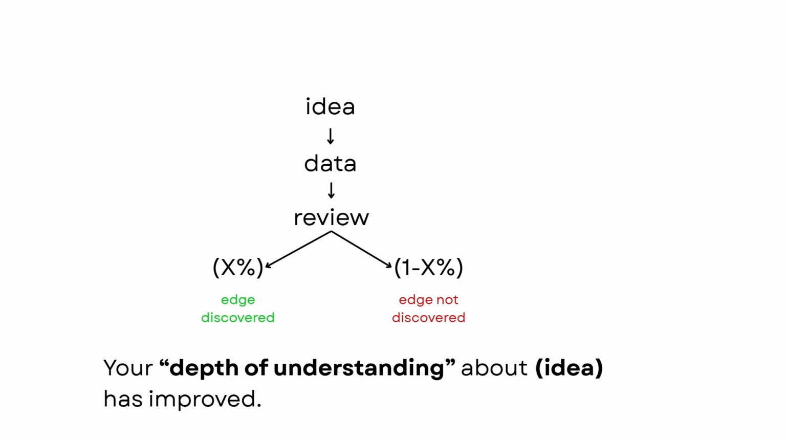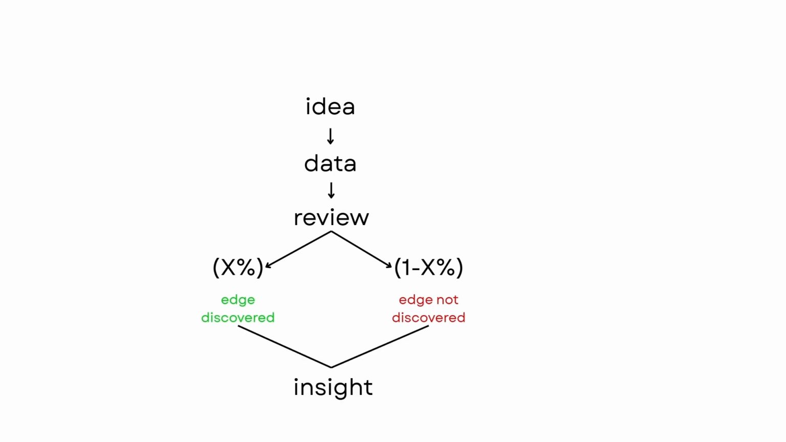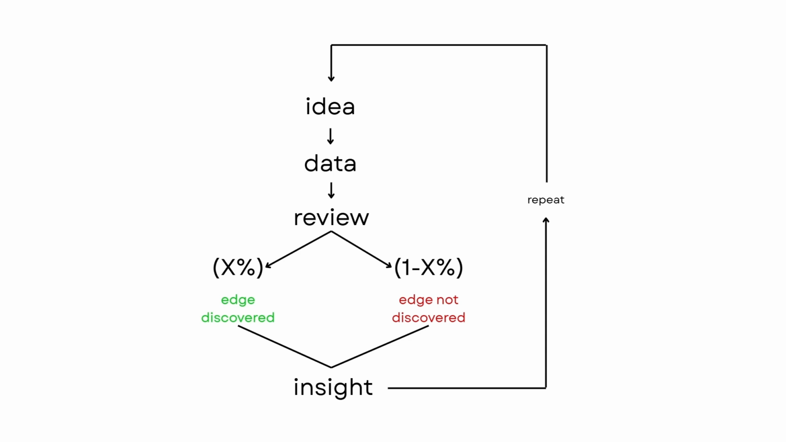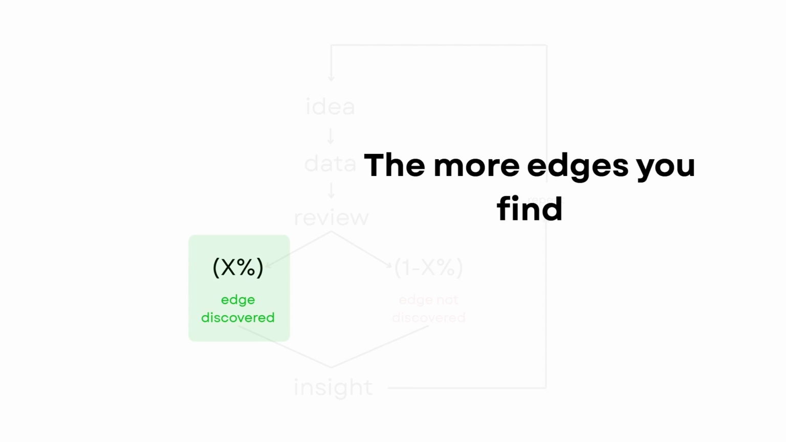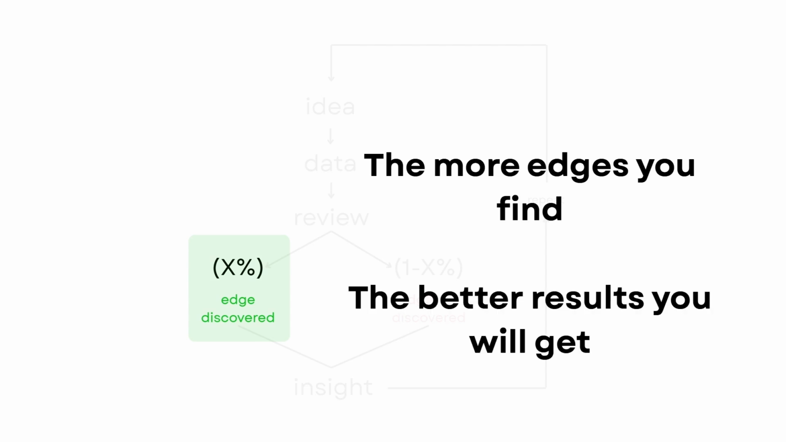And as your depth of understanding about something improves, you get the ability to come up with more or better ideas about whatever that topic or theme is, right? So regardless of whether you found edge or you didn't find an edge from doing the data review, it still leads to some kind of insight. And then after you find the insight, you just repeat the process and do it all over again, okay? So the more edges you find, the better results you get, okay?